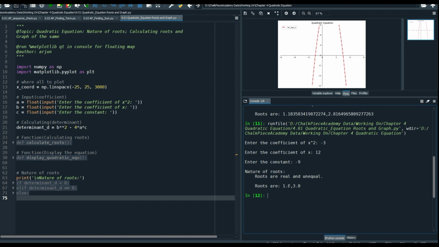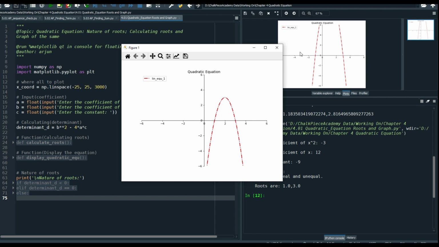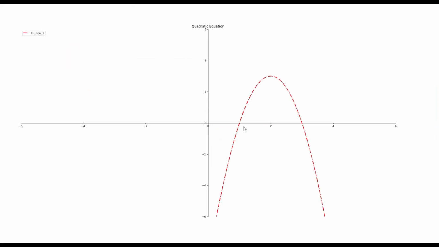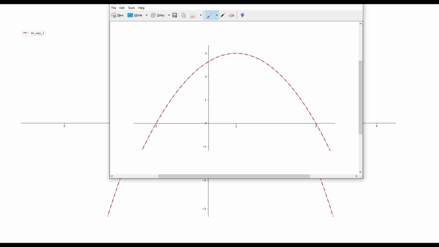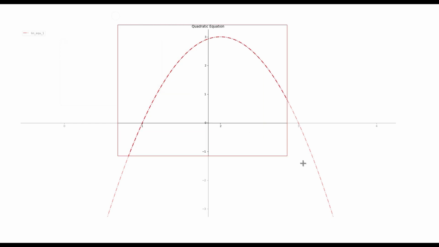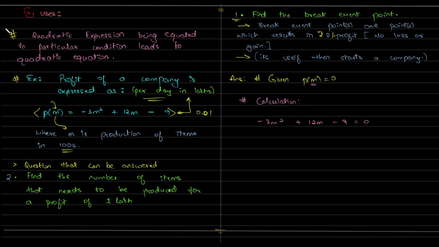So the roots are real and unequal. The roots are 1 and 3. So what does it mean? Well, it means that the graph is crossing the x-axis at 1 and 3. So don't worry, we'll understand all of that, and we'll learn how to find these values. So we can look at this graph. You have this to be your x-axis, and this is the graph crossing at 1 and 3. Okay. So what does it mean? Just a minute.